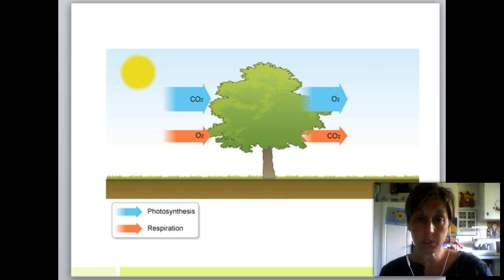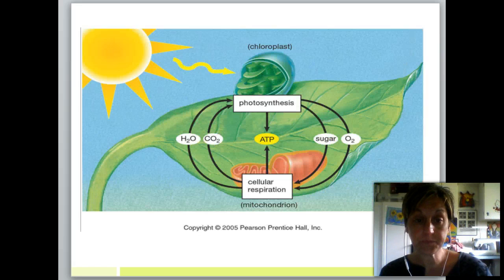When we talk about respiration, respiration is when oxygen is taken in, a chemical reaction takes place, and carbon dioxide is released. Now, plants go through both processes, as we're going to see. Animals only go through one.